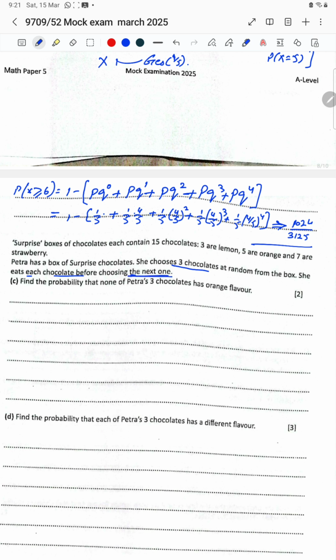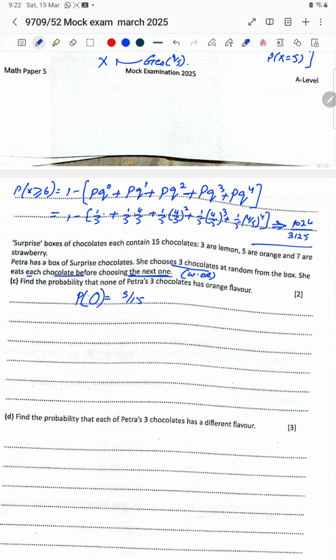It means this is a different case study. This is a case of selection without replacement. Once she eats it, the total number will be less. Then she will go for the next selection, and when she finishes, she will go for the next one. It means the number of chocolates will decrease 1 by 1. Find the probability that none of Peter's chocolates has orange flavor. And there are a total of oranges we have: 5 out of 15.